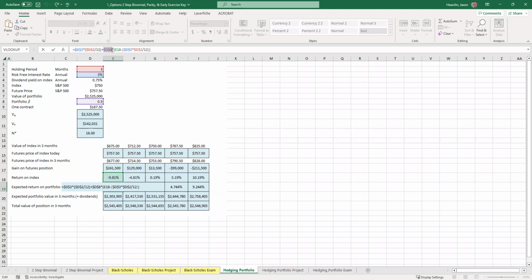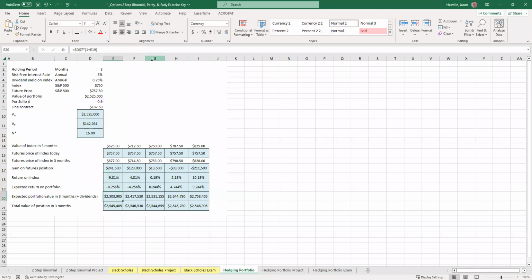This is the beta times the market premium, which is the return of the market, minus the risk-free rate adjusted for the quarter of the year. So you have an expected return of the portfolio of negative 8.756.